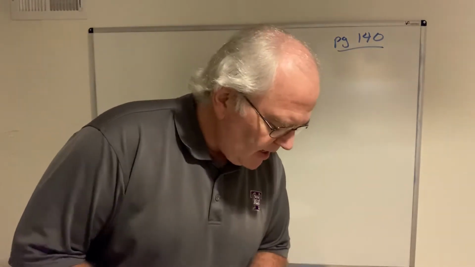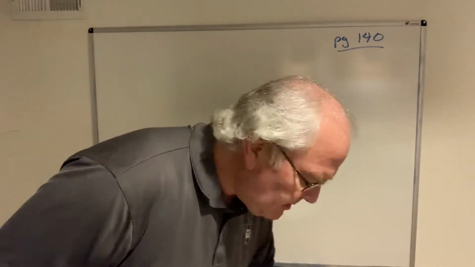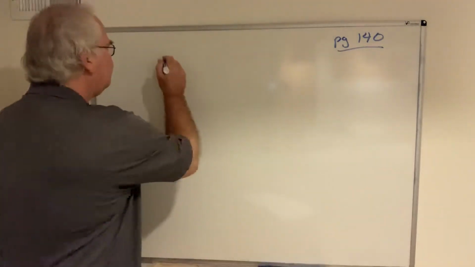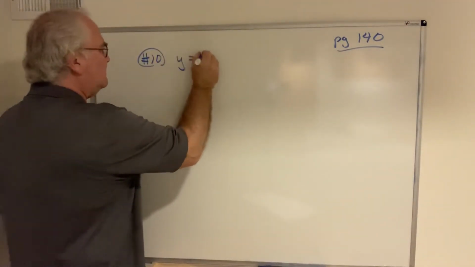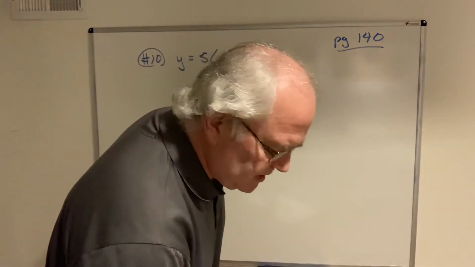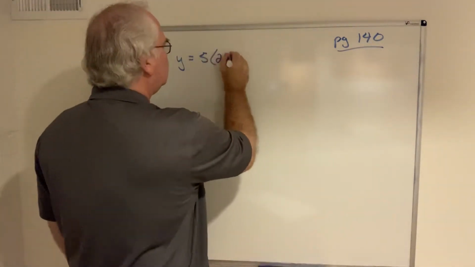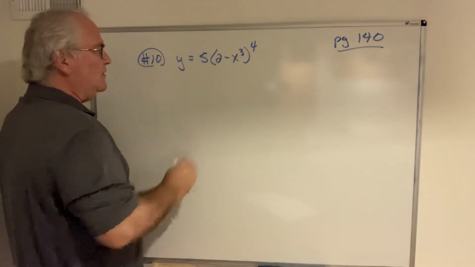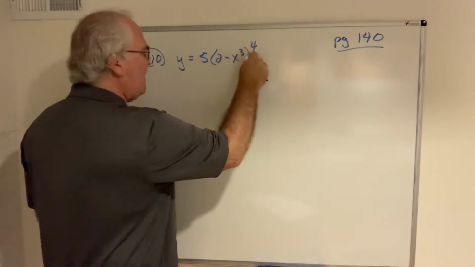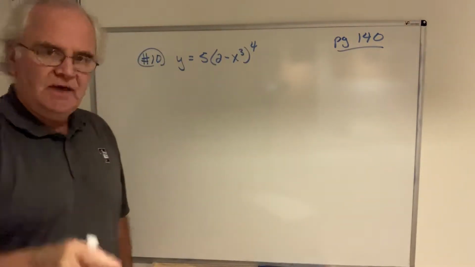So number 10 says I'm going to find y is equal to 5 times 2 minus x to the third, raised to the fourth power. So this is a quantity raised to a power. That is a dead giveaway.